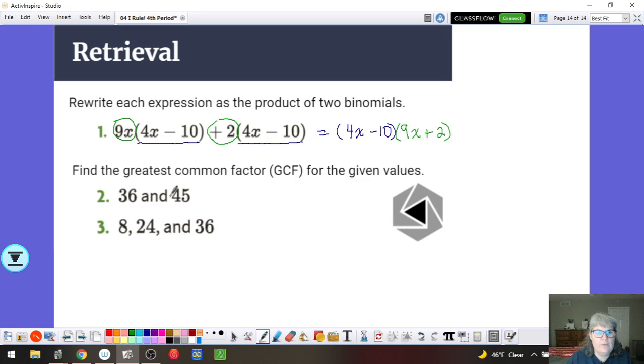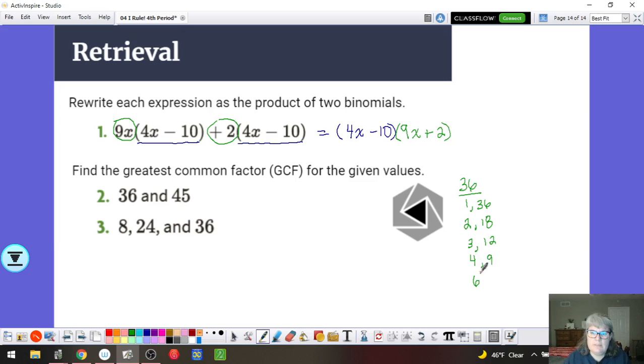When it comes to finding the greatest common factor, you're looking for the largest value that will divide all of the values listed. So we have 36 and we have 45. Generally, I start with my smaller value and I list my factors. Those are numbers that divide it. So factors of 36 are 1 and 36, 2 and 18, 3 and 12, 4 and 9, and 6 times 6, but I'm only going to list it once.